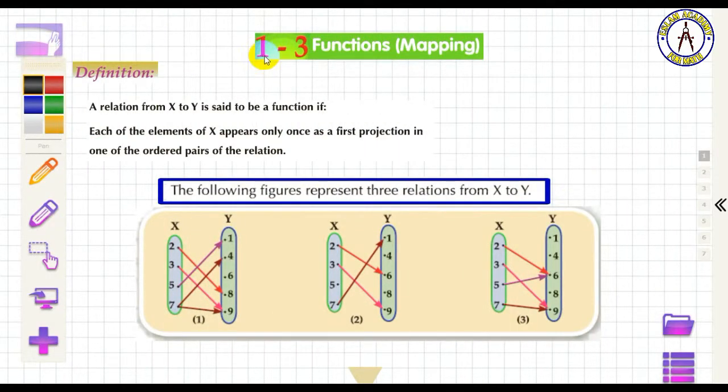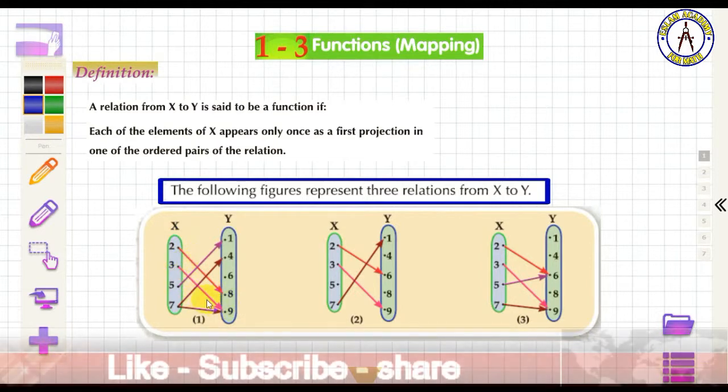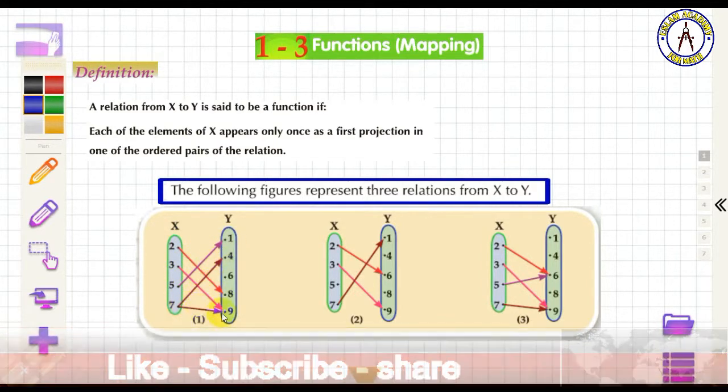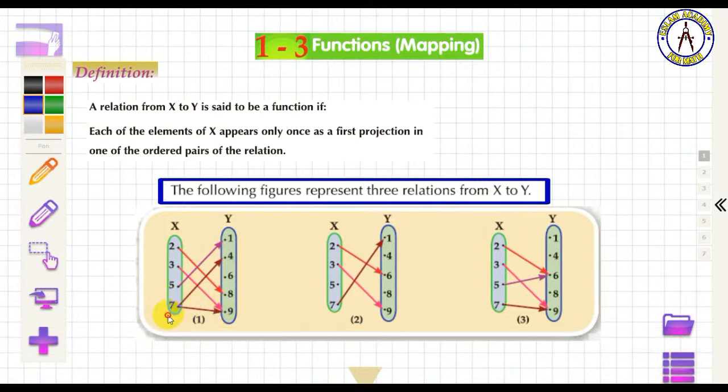Our lesson today is about the function. In this lesson we will learn the meaning of the function. The function is a relation from x to y, where x is the domain and y is the codomain, in which each element of x appears once at the first projection. For the first one, there is a connection between 2 and 8, 3 and 9, 5 and 1, 7 and 4, 7 and 9. That means 7 appears 2 times, so the first one is not a function.